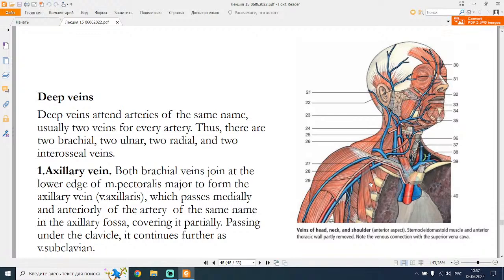Both brachial veins join at the lower edge of musculus pectoralis major and form the axillary vein, which passes medially and anteriorly of the artery of the same name in the axillary fossa, passing under the clavicle. It continues further as vena subclavia.